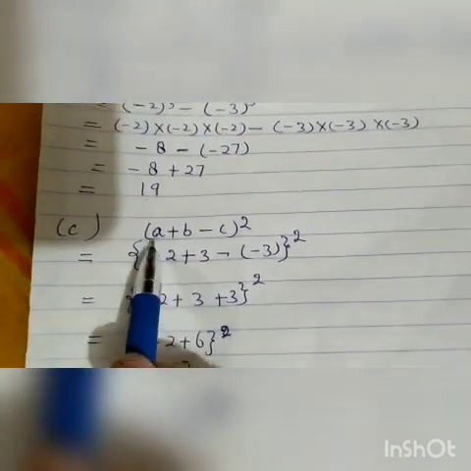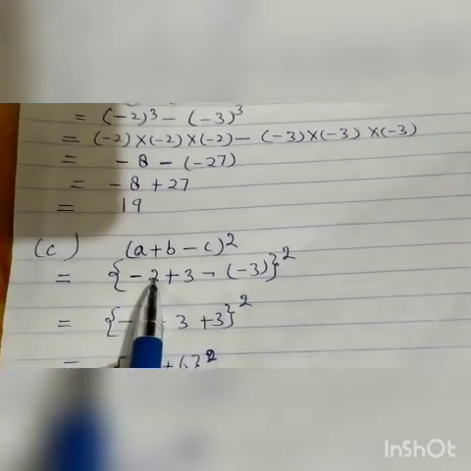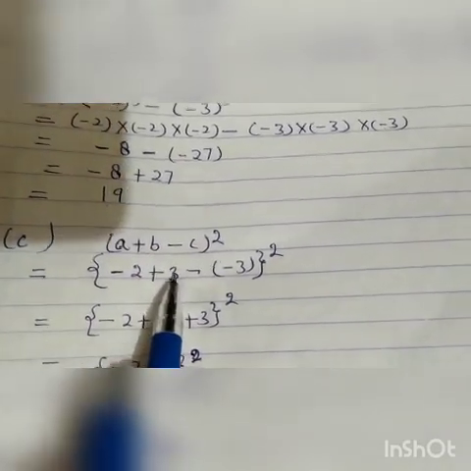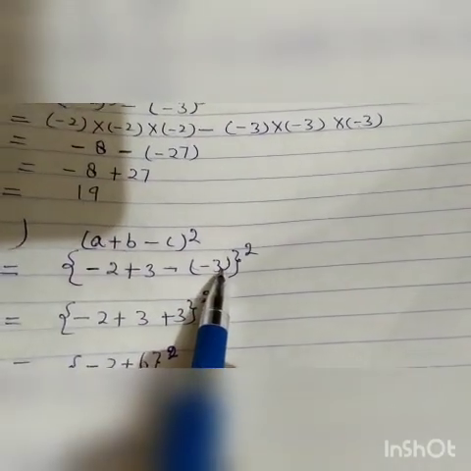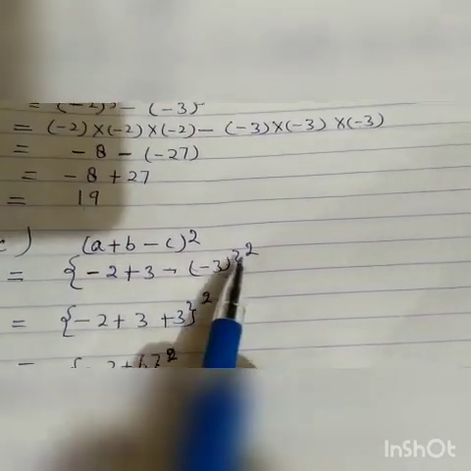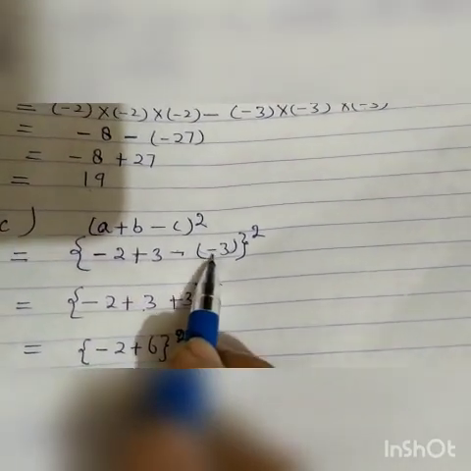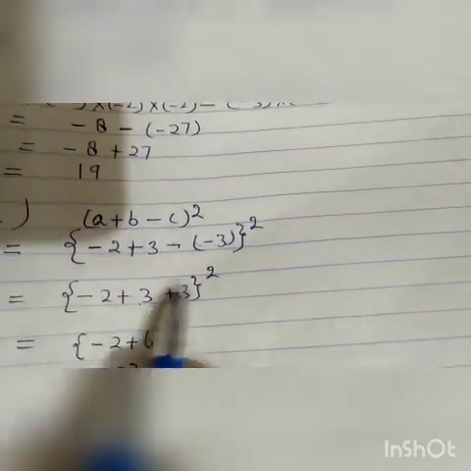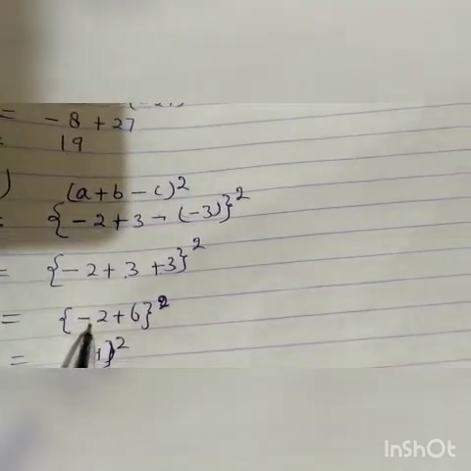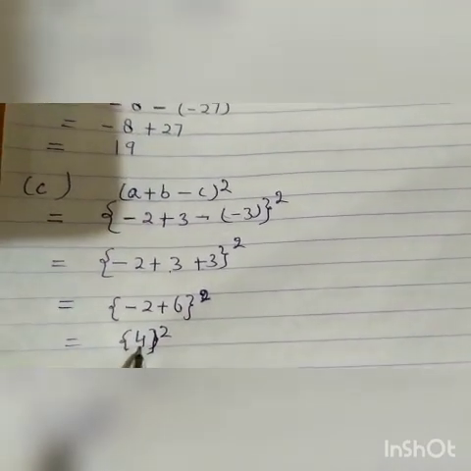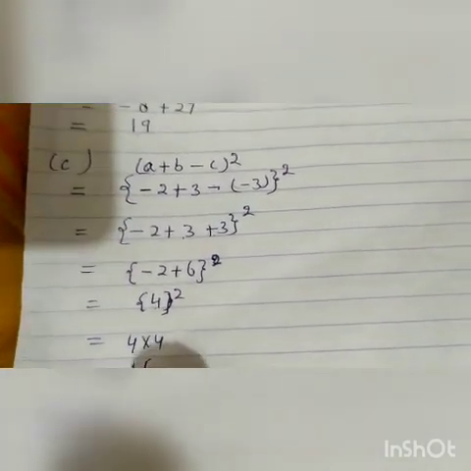Come to c. a plus b minus c whole square. The value of a is minus 2, plus the value of b is 3, then this minus, the value of c is minus 3. Within brackets we will write minus 3, then put this bracket and whole square. Now this minus 2 plus 3, this minus 3 will become plus 3. So whole square of minus 2 plus 3 plus 3 is plus 6 whole square. We will solve minus 2 plus 6, which is 4. Positive 4 whole square. 4 whole square means 4 into 4 is equal to 16.